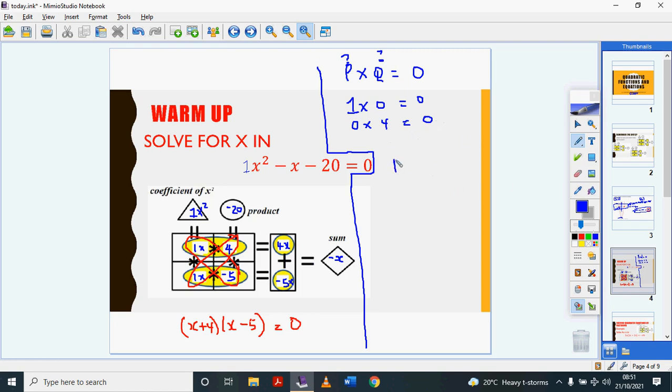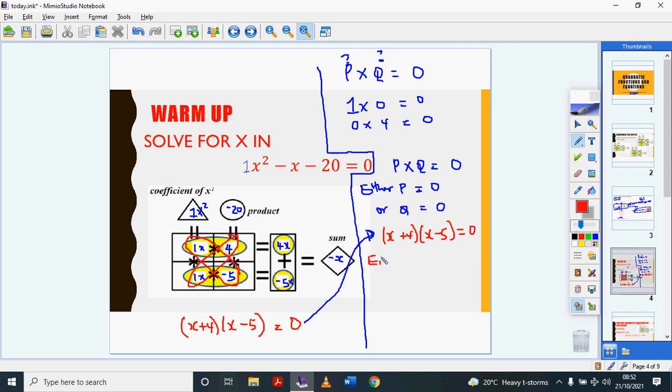Now since I don't know what p and q are, but I know that their product is 0, then it's logical to conclude that either p is equal to 0 or q is equal to 0, right? Since I don't know which one is equal to 0, I can conclude that either one of them could be the 0. So that's the idea that I will use to solve this expression, because I have x plus 4, open brackets, x minus 5 is equal to 0. Since I don't know which one of them is 0, this is a product and it's equal to 0. I don't know which one is 0.